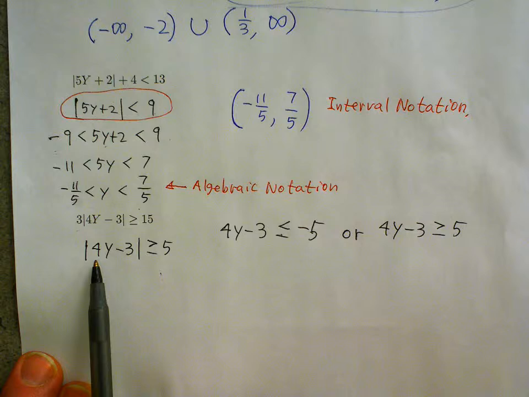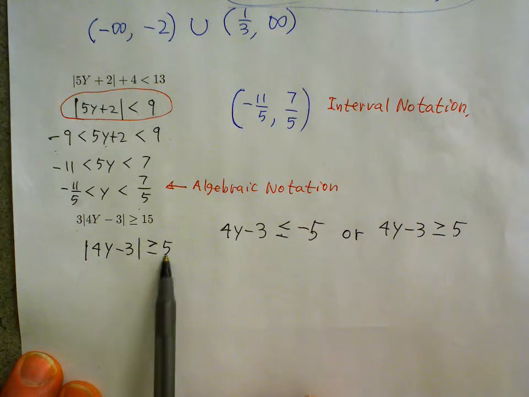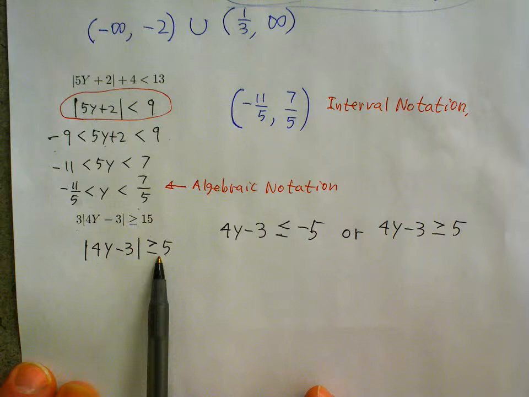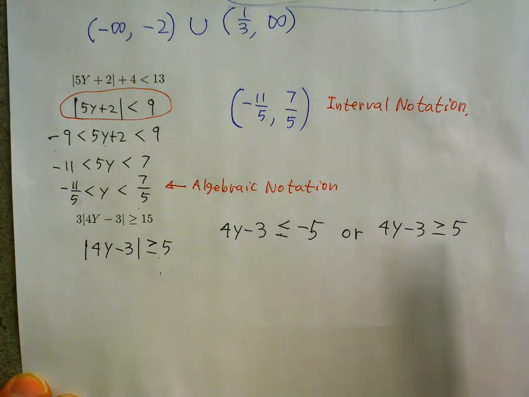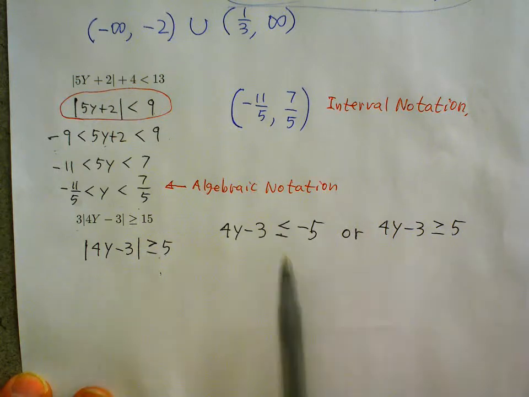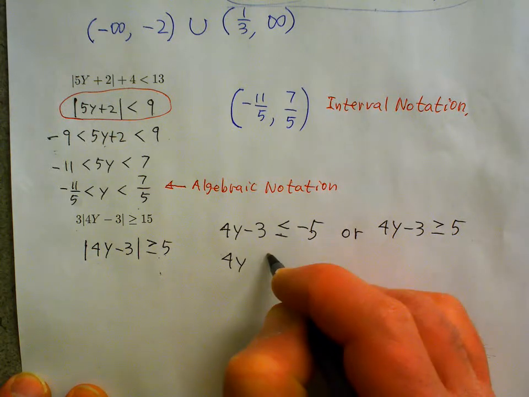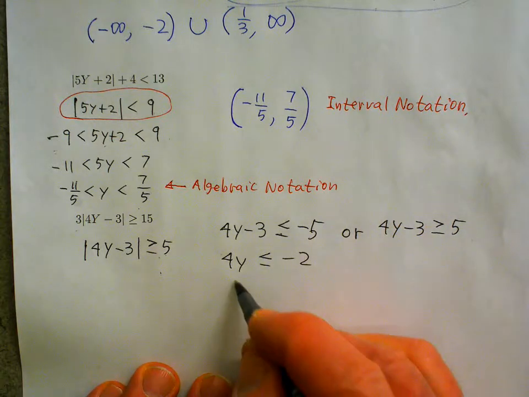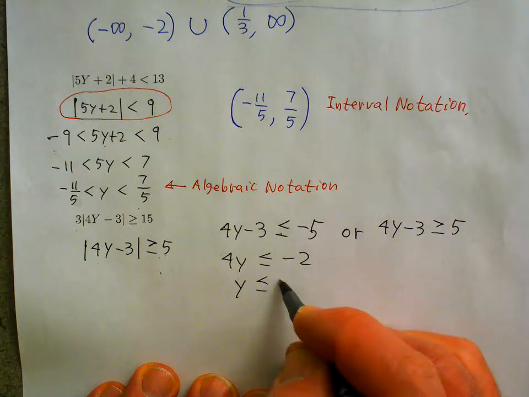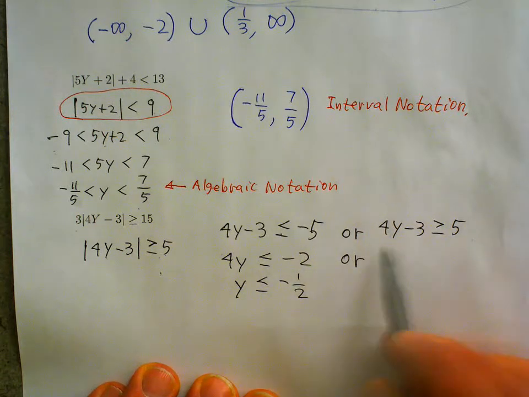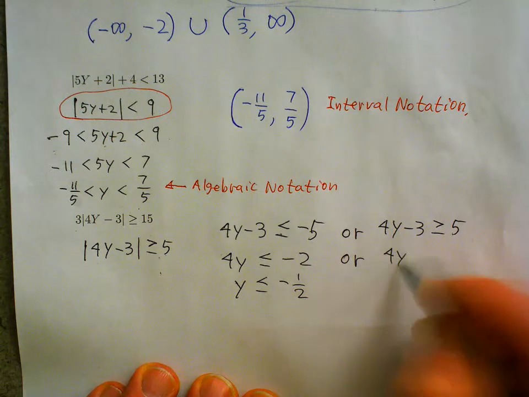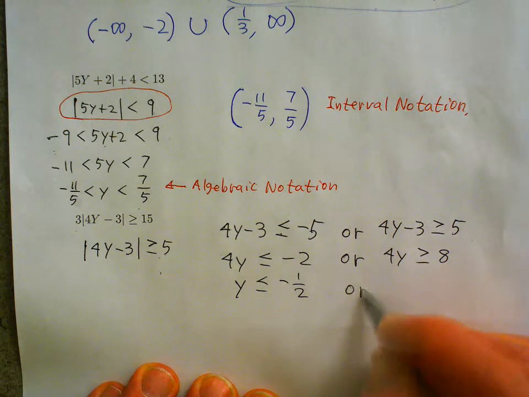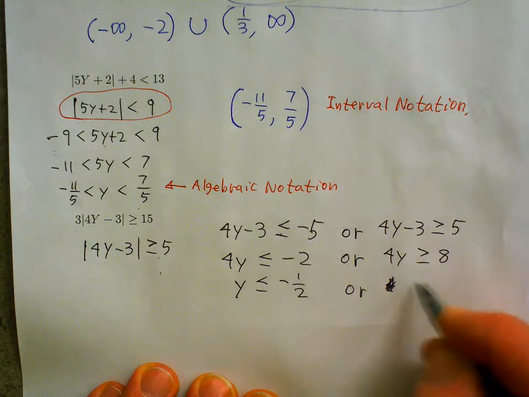So the idea here is if the absolute value of a number is greater than or equal to 5, well, it can't get very close to 0. It has to either be to the left of -5 or to the right of +5. But then solve each of those, add 3 to both sides. We get 4y is less than or equal to -2. Divide both sides by 4. y is less than or equal to -1/2. Solve the other one by adding 3. We get 4y is greater than or equal to 8. That becomes y is greater than or equal to 2.